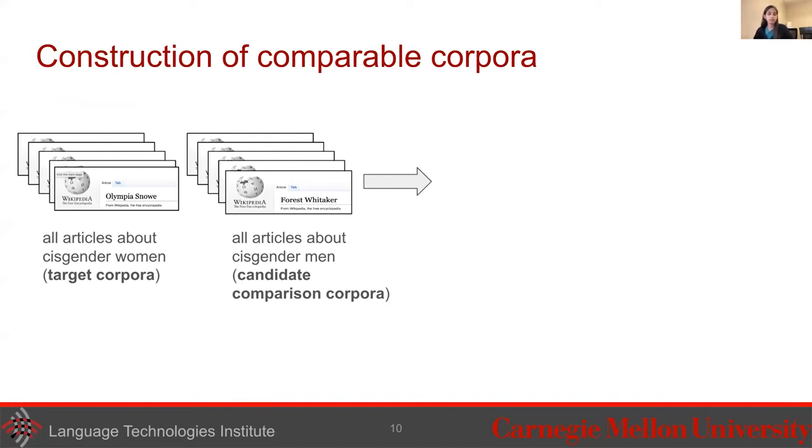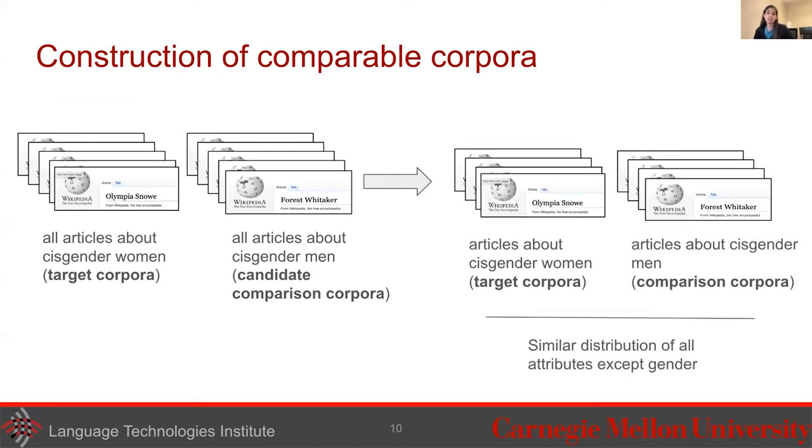And instead of directly comparing the full sets of articles against each other, we want to build subsets of these initial corpora that have similar distributions of all attributes other than gender. So we might want, say, similar distributions of basketball players in both corpora. Then, since we've constructed the corpora so that gender is the primary difference between them, we can compare statistics between the final target and comparison corpora to identify possible differences in how Wikipedia editors write articles about men and women.